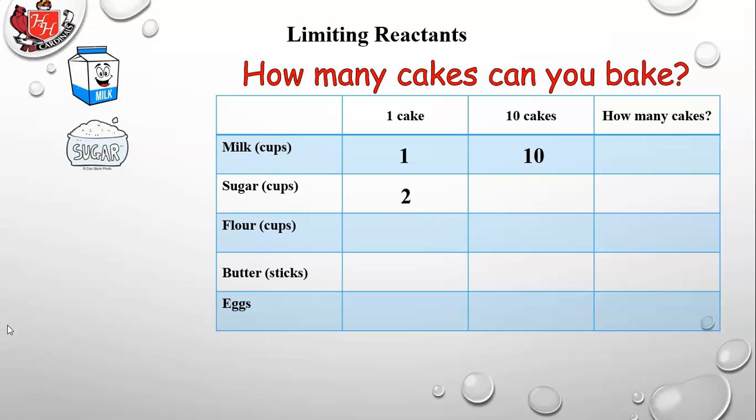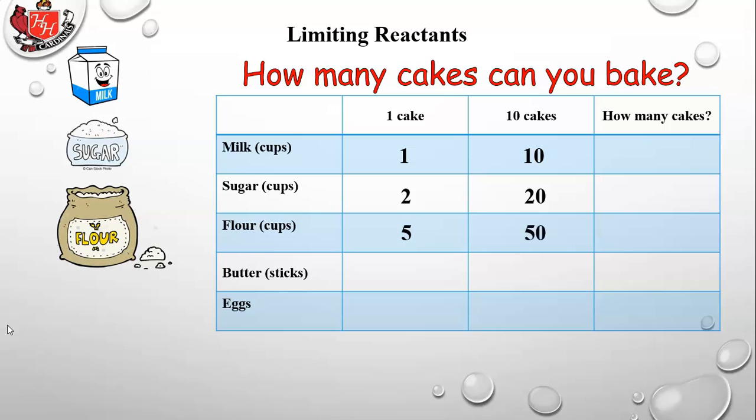To bake a cake, it's going to take 2 cups of sugar. So to bake 10 cakes, 20 cups of sugar. To bake a cake, it's going to take 5 cups of flour. To bake 10 cakes, it's going to take 50 cups of flour. To bake a cake takes 3 sticks of butter. To bake 10 cakes is 30 sticks of butter.